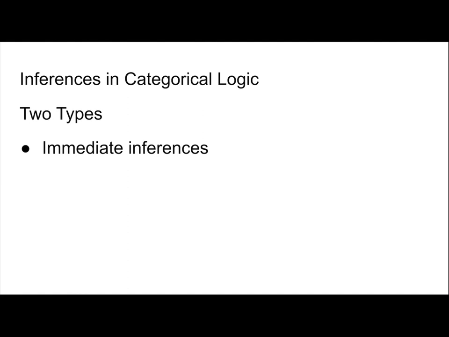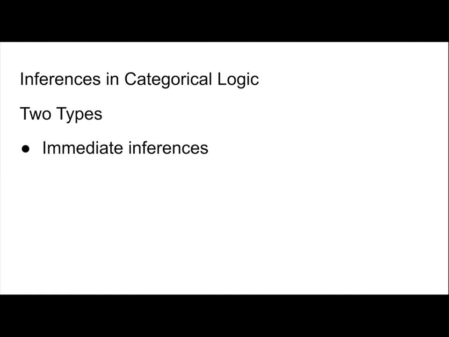In categorical logic, there are two kinds of inferences. There are immediate inferences, and these are inferences that we can draw directly, as it were, from the relation between two categories. We just looked at an example of that. If no cow is a reptile, then no reptile is a cow, is a case of an immediate inference, because we're able to draw the inference based on really nothing but the relationship between cows and reptiles.